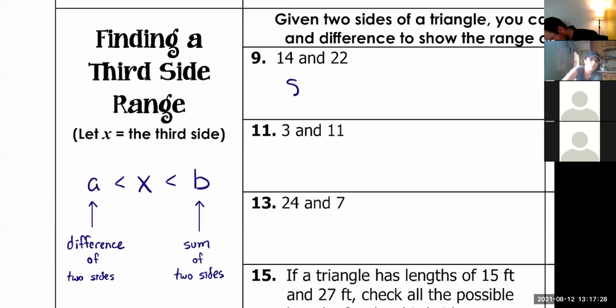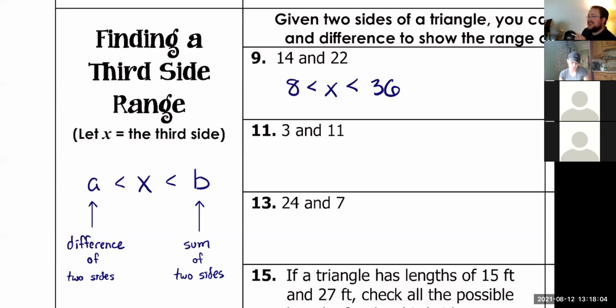Eight. And what is the sum of 14 and 22? 36. So what does that statement right there mean? What could my third side be? Well, it has to be greater than 8 or less than 30. Well, excuse me, greater than 8 and less than 36.